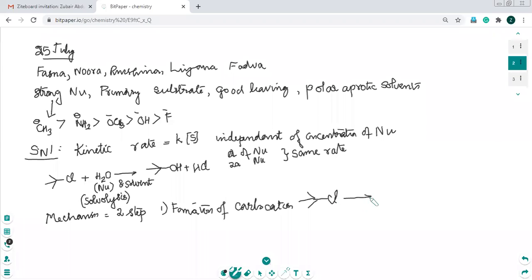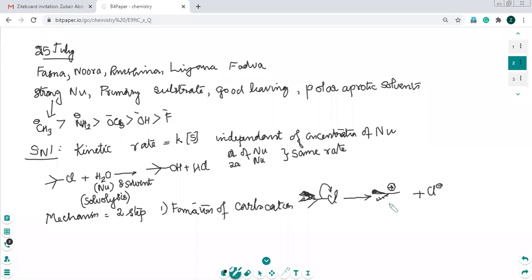It gives you plus. So I will draw it in a three-dimensional fashion like this. So this also should be three-dimensional. So I will put the arrow in this way, plus Cl minus.